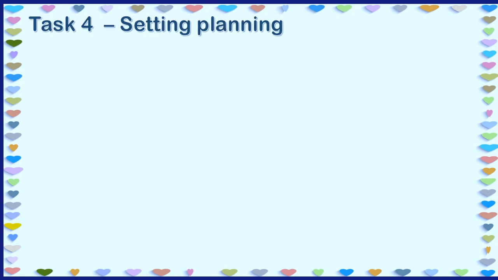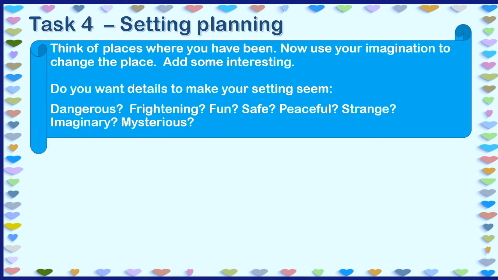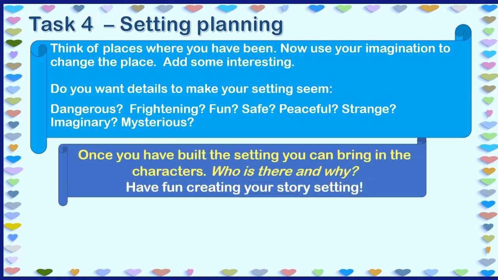So let's do task 4, your setting planning. You're going to think of places where you have been. And now you're going to use your imagination to change that place, to add something interesting. So when you think about it, you can think, do I want my place to be dangerous or frightening or a fun and safe place? Should it be a peaceful place or a strange place? Imaginary or mysterious? Can also be a magical place. It's all up to you. So once you've built your setting, we are going to bring in the characters next week. Who is going to be part of your story and why? I want you guys to have great fun creating your story setting, do your drawings, and add your describing words.